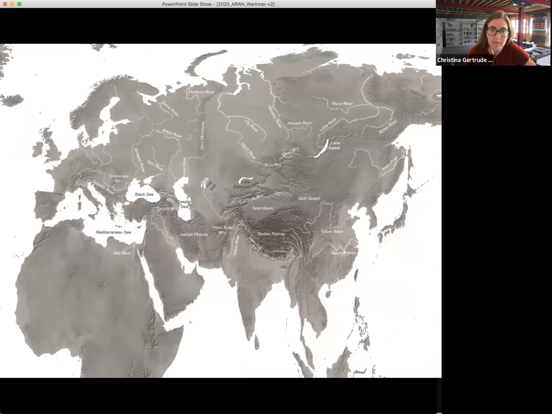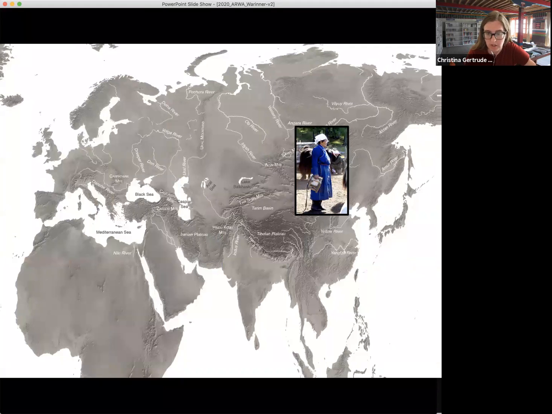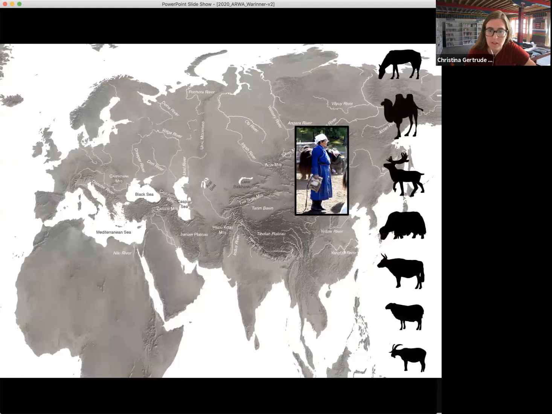If we take a perspective on Eurasia as a whole and look at where different dairying populations are, you can see that there are many, many different populations that have incorporated various aspects of dairying into their food cultures. I'm just going to talk briefly about this Mongolian example. Mongolia is quite special. They milk more species of animals than any other country. Seven different species of animals are milked in Mongolia: horses, camels, reindeer, yak, cattle, sheep, and goat.